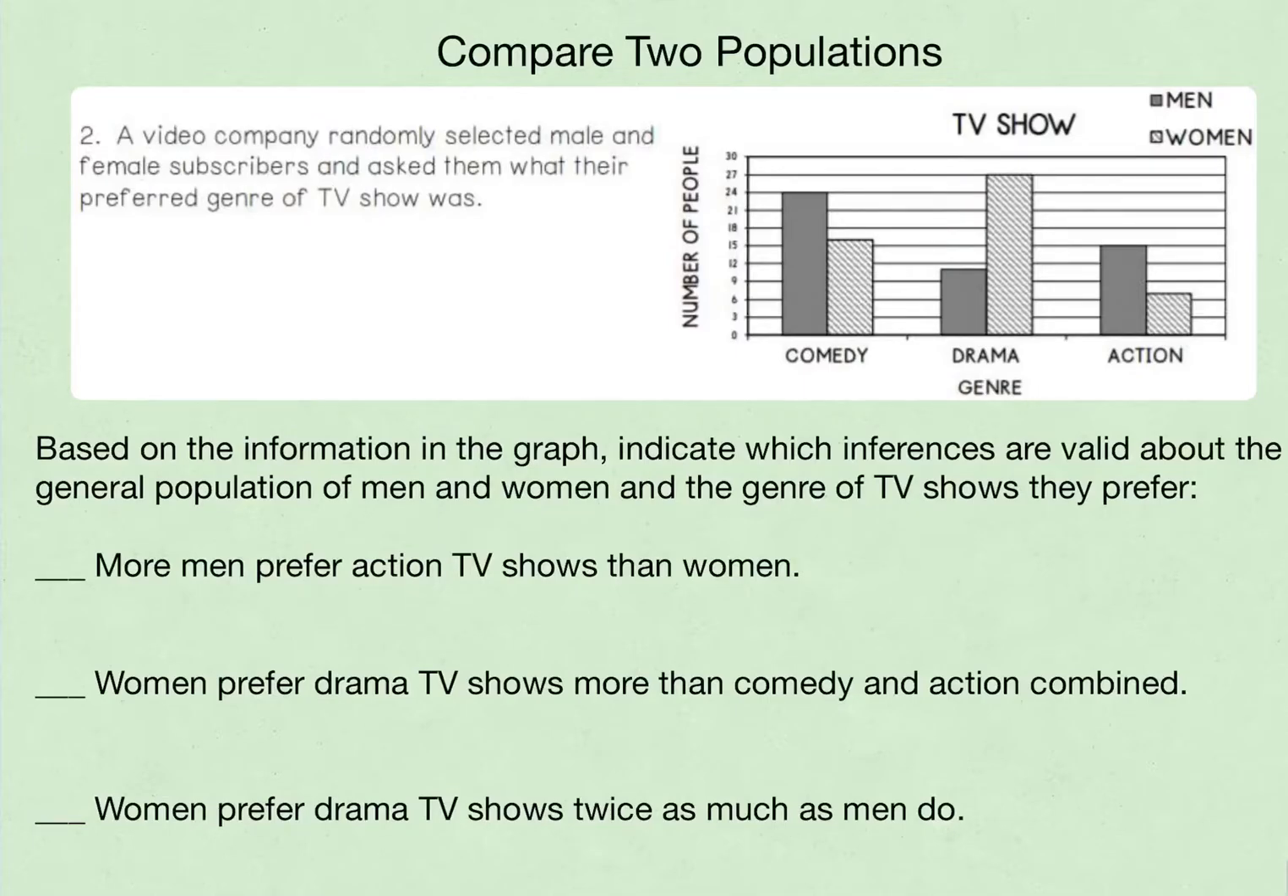So in this example, a video company randomly selected male and female subscribers and asked them what their preferred genre of TV show was. So the three genres we have here are comedy, drama, and action. Personally, action is my favorite. And we are representing men and women. The men, we're looking at our key, are the darker bars, and then the women are the striped bars.